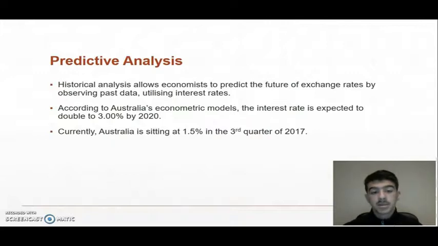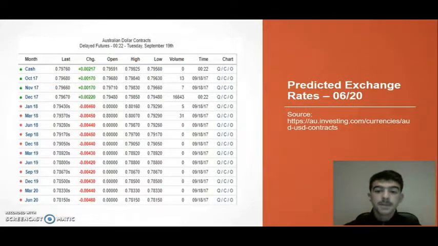Predictive analysis pretty much forms the future of exchange rates, as historic analysis is utilized to observe the past data. According to Australia's economic models, the interest rate is expected to double to 3% by the year 2020. Currently, Australia is sitting at 1.5% in the third quarter of 2017.